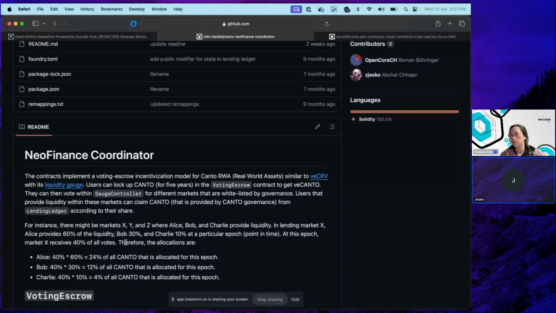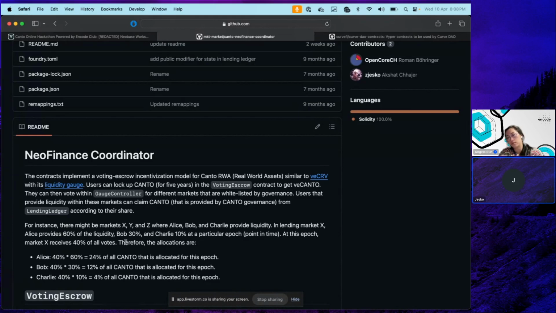So the governance can set a proposal, and the proposal can be to add this particular token to the NeoFinance coordinator. And once that has been done, the NeoFinance coordinator can be used to incentivize and get Canto rewards for that particular pool, right? So this forms the missing piece of incentivization of these pools, because we saw that the DEX is FPI and does not have any fee, right?